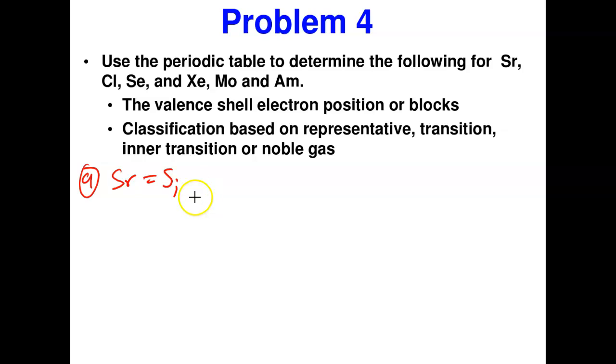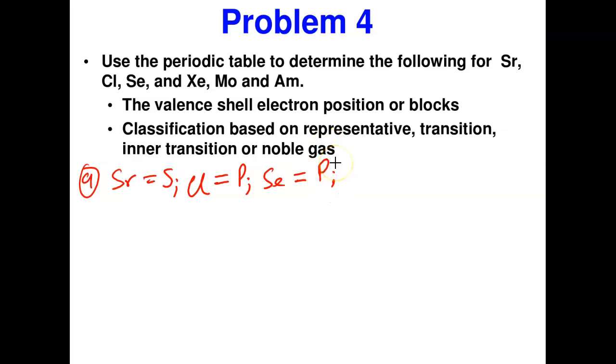Again, chlorine is in group 7. Group 7 elements are located in the P block. Again, the next one is selenium. Selenium again is in group what? Selenium is in group 6. Group 6 elements are located where? They are located in the P block.